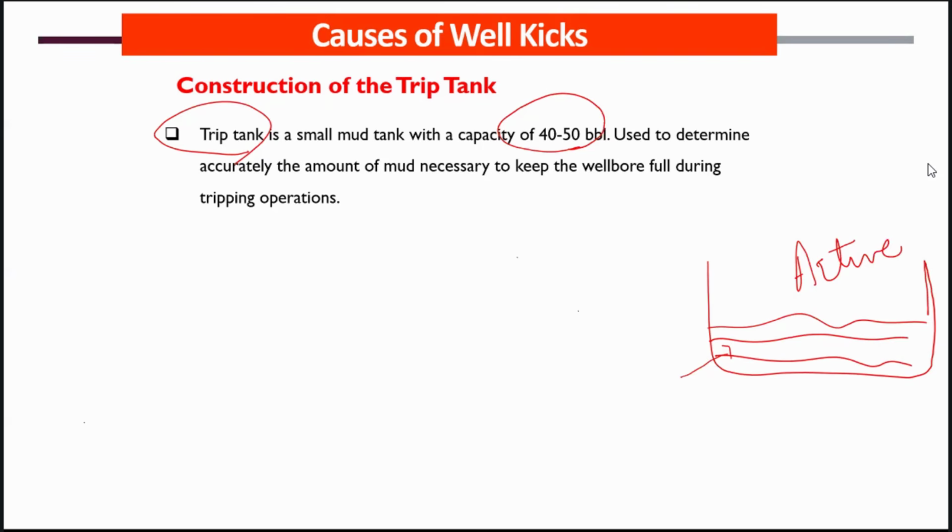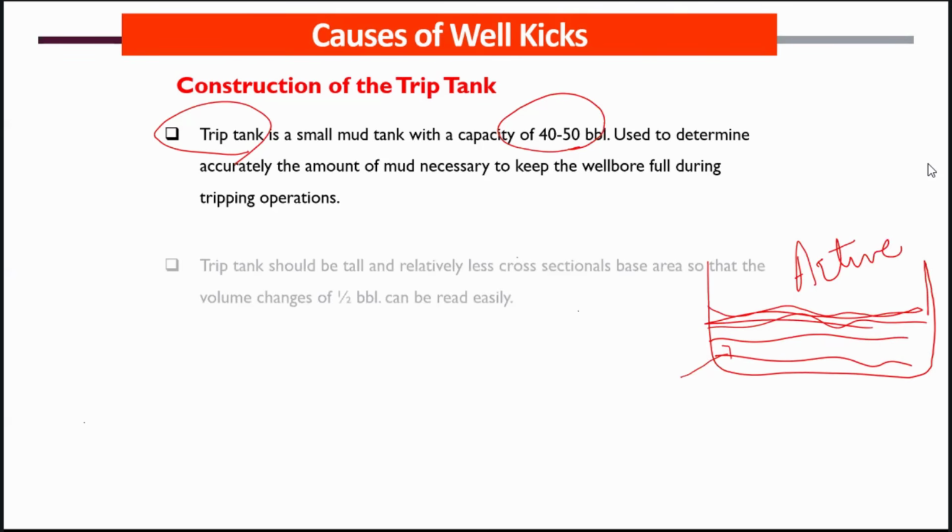I have got 1 barrel gain, I have got 2 barrel gain. You will be able to recognize quickly. But if you use active mud tanks, then it is very difficult. Unless it becomes 10 barrel, you will not be able to see any difference on your active tank.